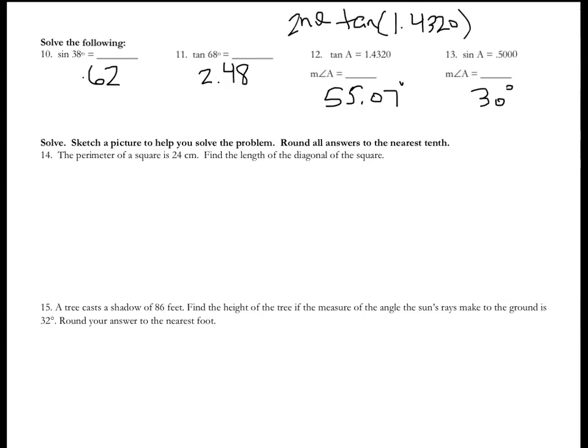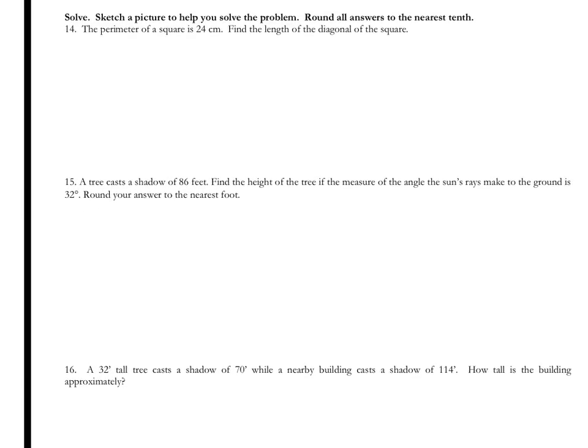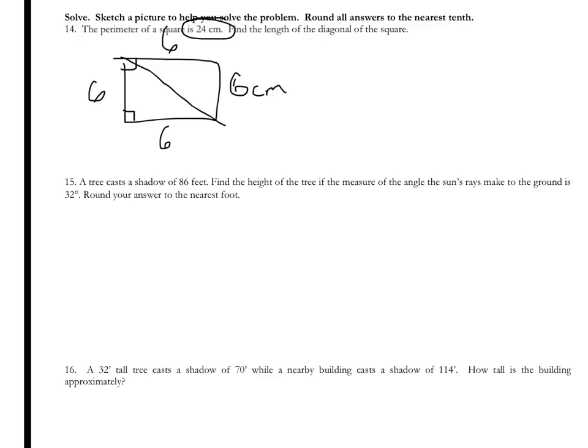Okay. For all these pictures, 14, 15, and 16, I'm going to draw a picture. Okay, the perimeter of a square is 24 centimeters. So here's my square. I know it's got some right angles. Got my right angles here. And I also know that if the perimeter is 24 and all the sides are congruent because it's a square, that means I can take 24 divided by 4 to give me the side lengths, which is 6 centimeters all around. So 6 centimeters, 6 centimeters, 6 centimeters.